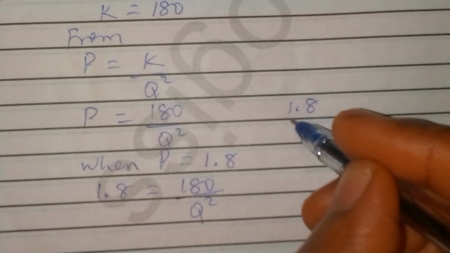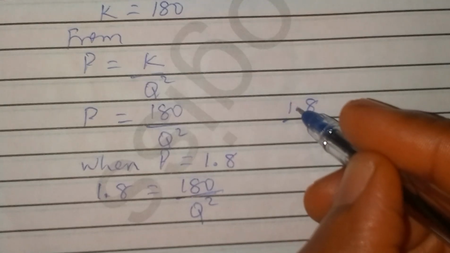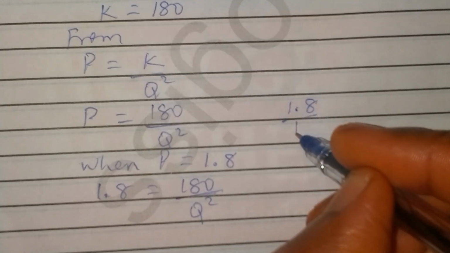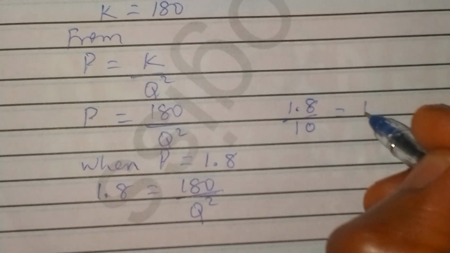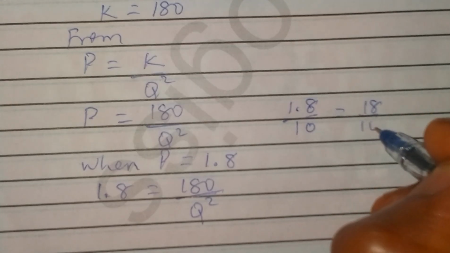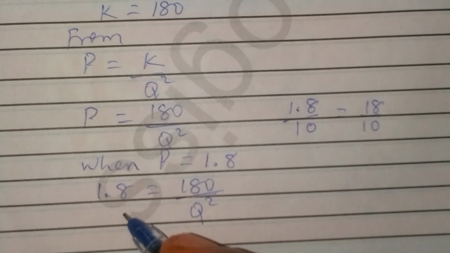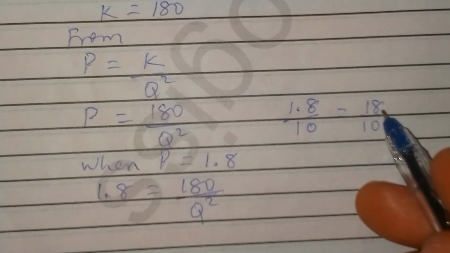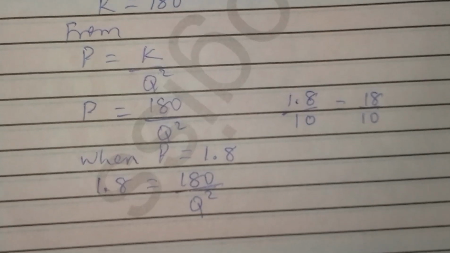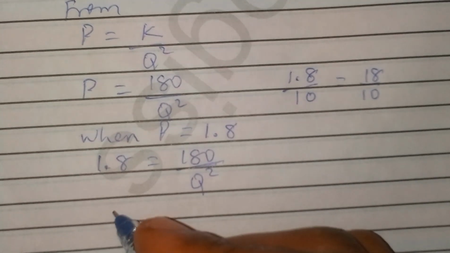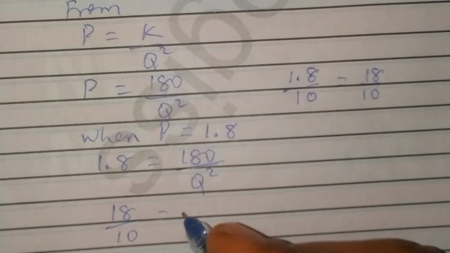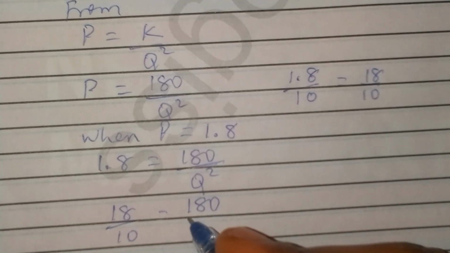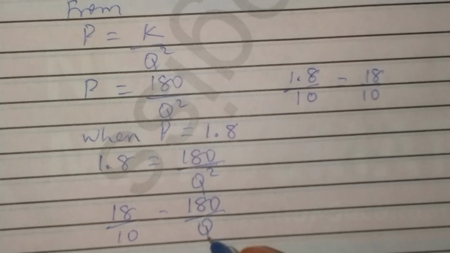1.8 can be written as, under the decimal point you put 1, and under 8 you put 0. So this will give us 18 over 10. So 1.8 can be written as a fraction, 18 over 10. So we can write it here: 18 all over 10 is equal to 180 divided by q squared.